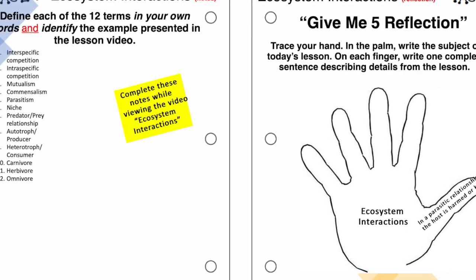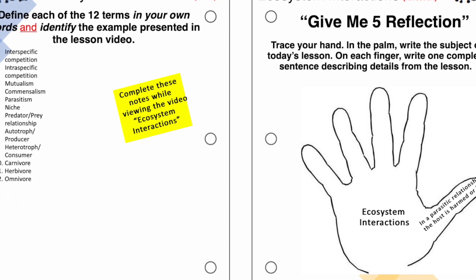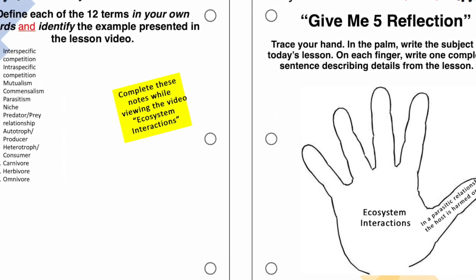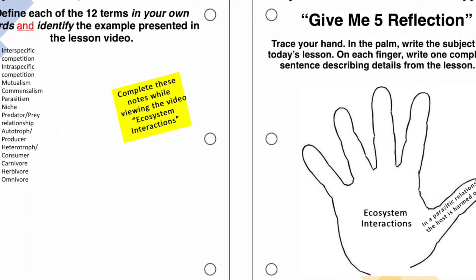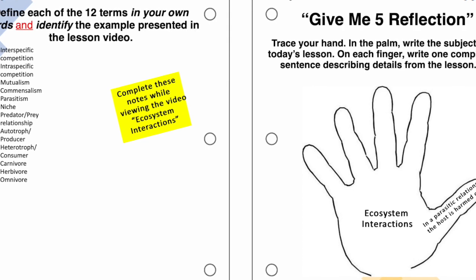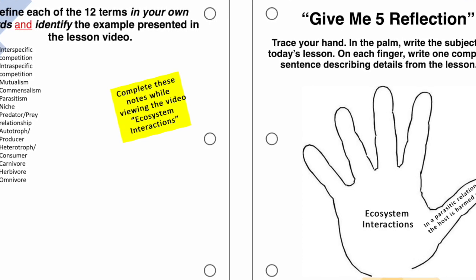If you've got little bitty hands, you can trace a big person's hand. If everybody in your family has monkey paws, make it up. I don't care. So just make sure you have that hand drawn over there for your 5. Give me 5 reflection.